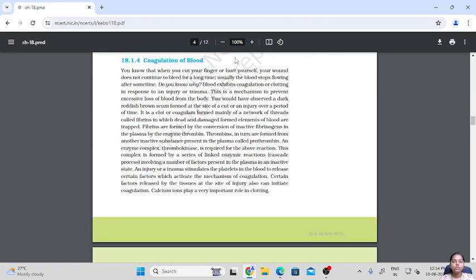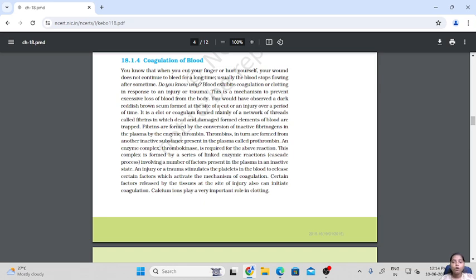So under coagulation of blood, when you cut your finger or you hurt yourself, you all must have observed that your wound does not continue to bleed for a longer period of time, correct? Usually the blood flow stops after some time. Do you know the reason why it stops? That is because blood exhibits coagulation or clotting in response to any injury or trauma. This is a mechanism to prevent excessive blood loss from the body.